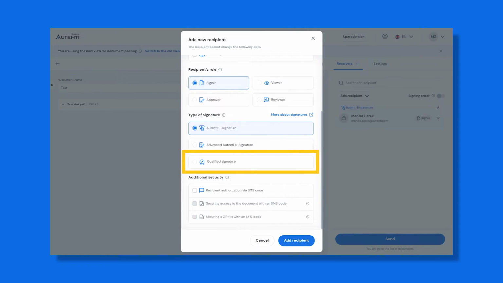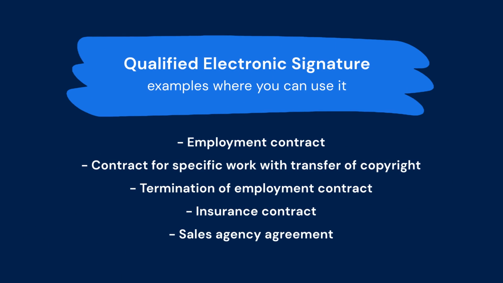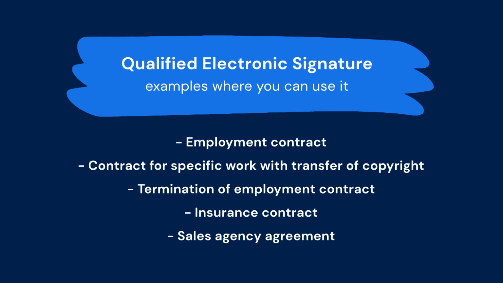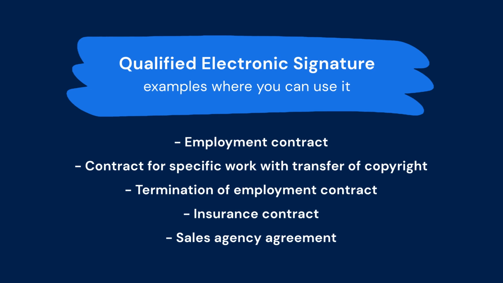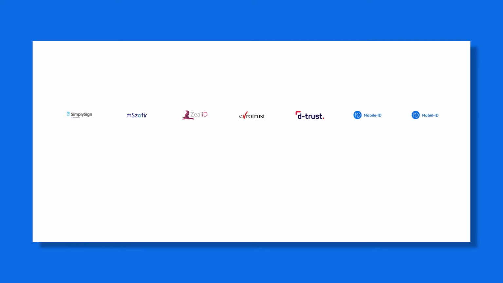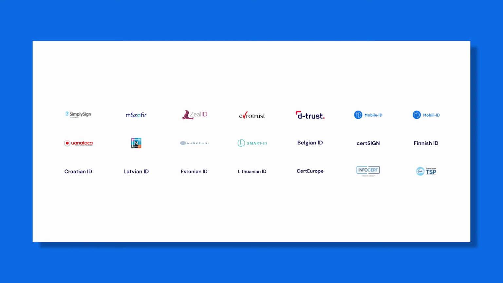Qualified electronic signature. This signature holds the same legal weight as a handwritten signature. It's essential for critical agreements like construction contracts or dealing with public administration. It ensures the legality and validity of these agreements, providing invaluable assurance for specific transactions. Here's something valuable. Autenti offers access to 21 providers of qualified signatures. With such a wide range of options, you're sure to find the perfect one for your needs.